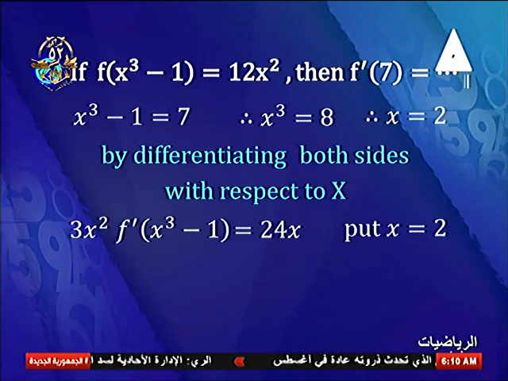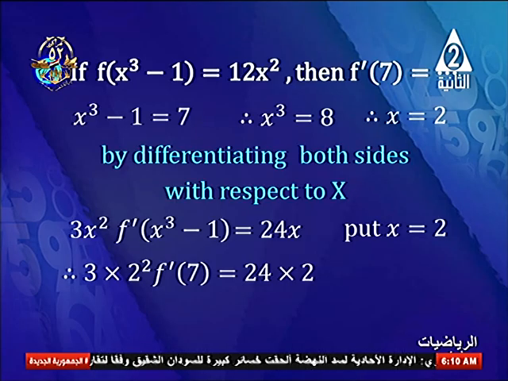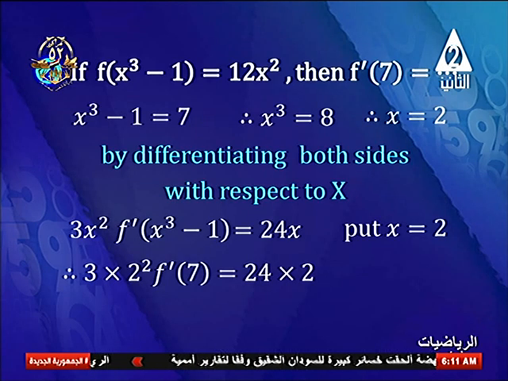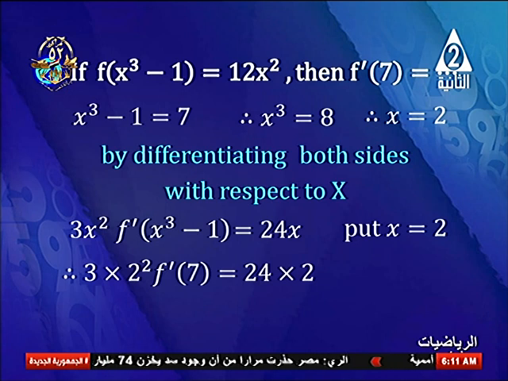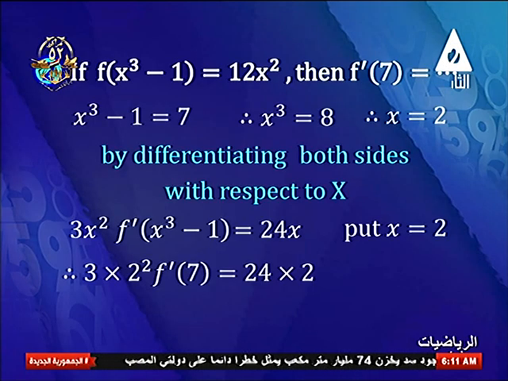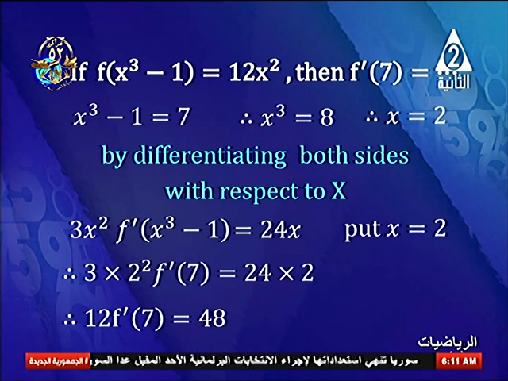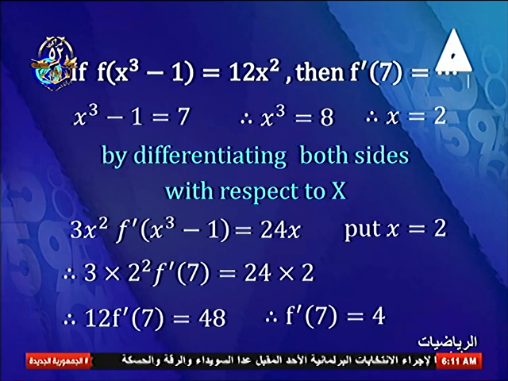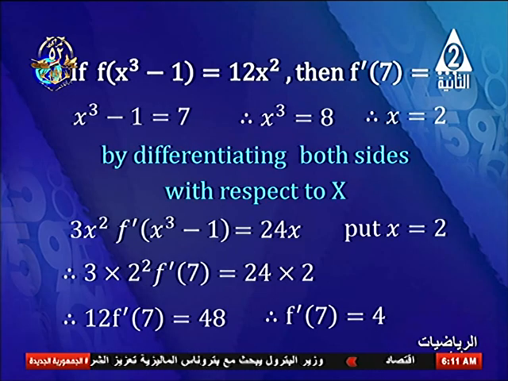Then by putting x equal 2, we get 3 times 2 power 2, f dash of 7 equals 24 times 2. Don't forget, what is required? F dash of 7. Then f dash of 7 equals 24 times 2 divided by 3 times 2 power 2, or divided by 12. Then the answer: 48 divided by 12, so f dash 7 equals 4.